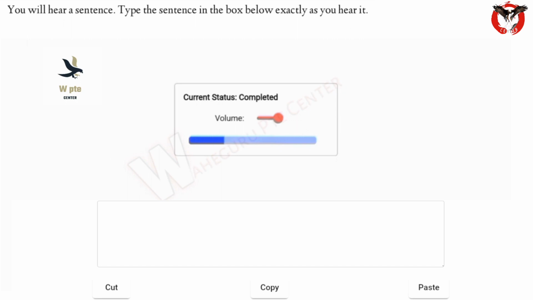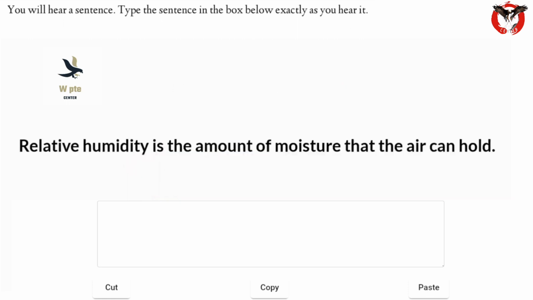Relative humidity is the amount of moisture that the air can hold.